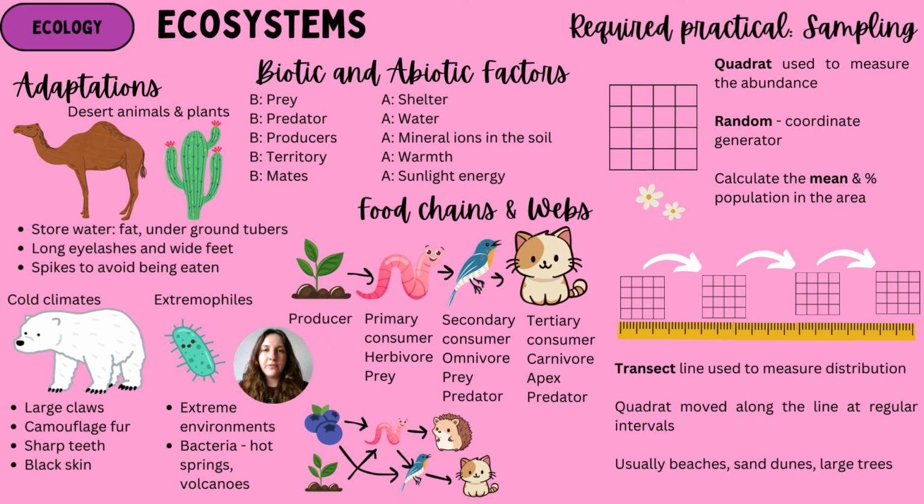Now, food chains and food webs are ways for scientists to see how different organisms interact in terms of feeding, the relationships they have. So food chains and food webs always start off with a producer. So this is a green plant or algae, and this can photosynthesize and harness the sun's light energy.